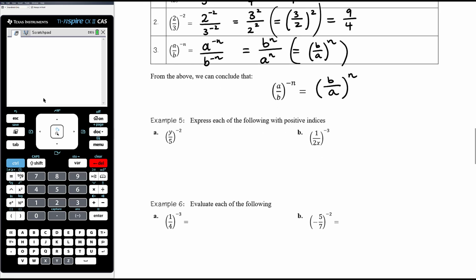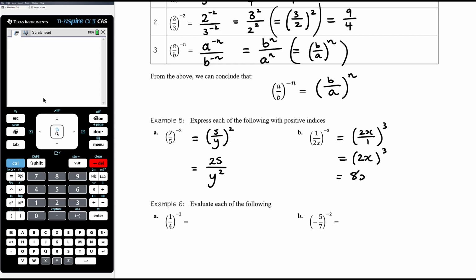Express each of the following with positive indices in example 5. So if we have y over 5 to the power of negative 2, that's the same as 5 over y to the power of positive 2, which we could expand out as 5 squared, which is 25 over y squared. Okay, 1 over 2x to the power of negative 3. Again, we can write that as 2x over 1 to the power of positive 3, which is just 2x to the power of positive 3. 2 cubed is 8 times x cubed.